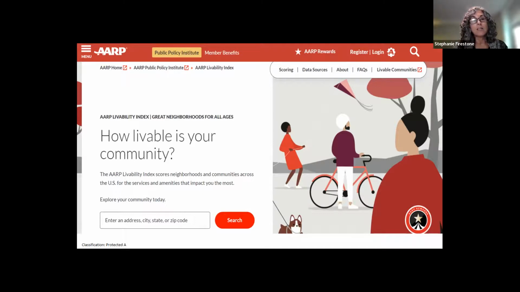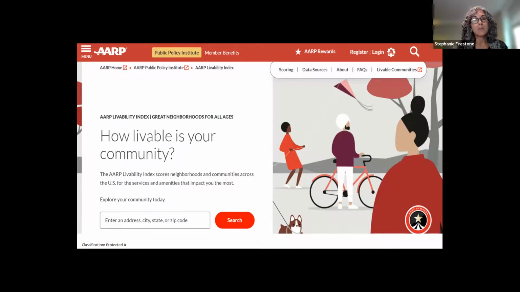So essentially, the value of it is in identifying how livable a community is for all ages. And it essentially goes down to the census tract. So it's a neighborhood level. You can put in any address or a city's name or a county and find out how it ranks.